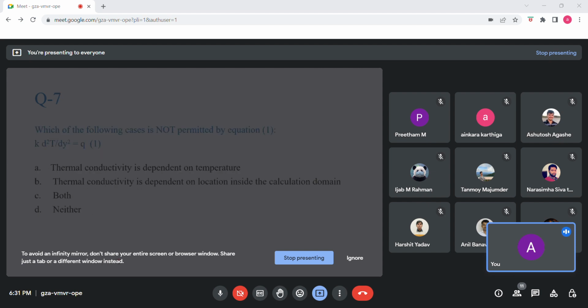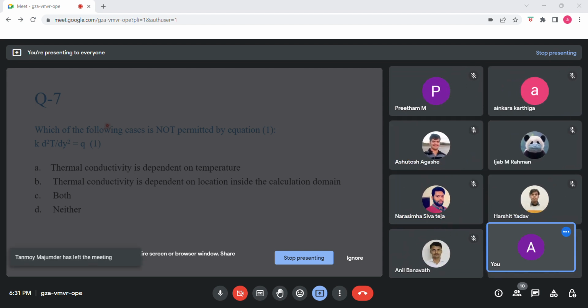So next question: which of the following cases is not permitted by equation 1? Equation 1 is K d square T by dy square equal to Q. It is given that the first statement is thermal conductivity is dependent on temperature. Second, thermal conductivity is dependent on location inside the calculation domain. Option C is both. Option D is neither. The thing to be noted is they ask which of the following cases is not permitted by this equation.